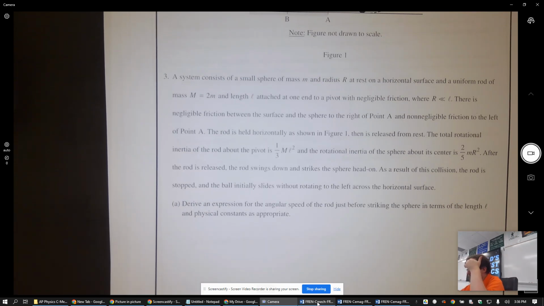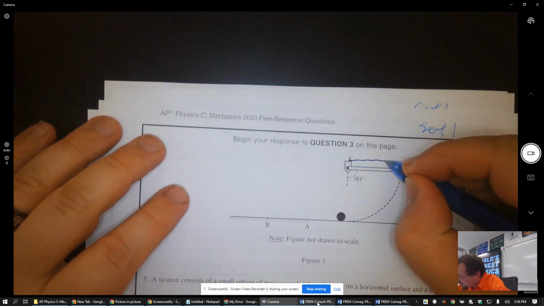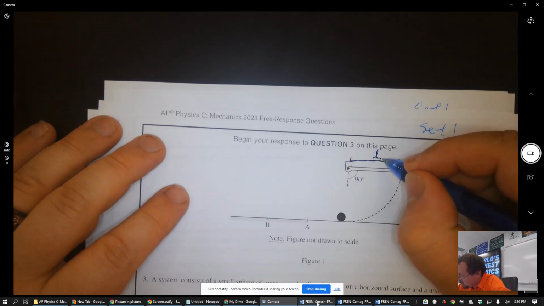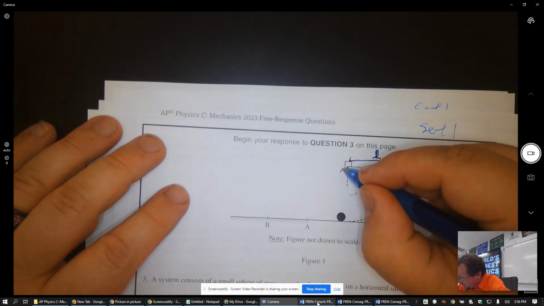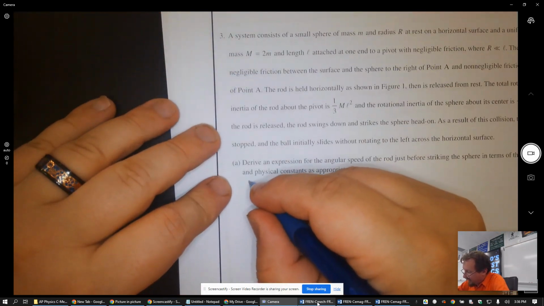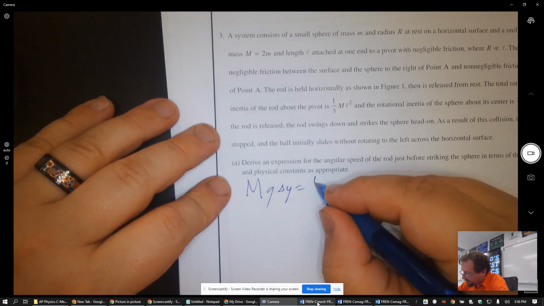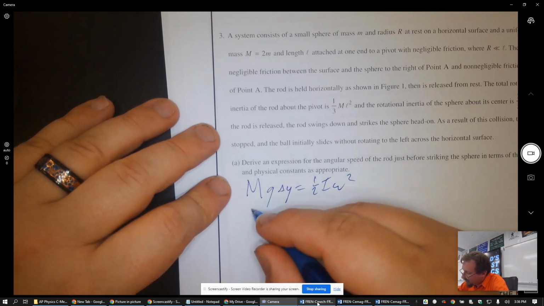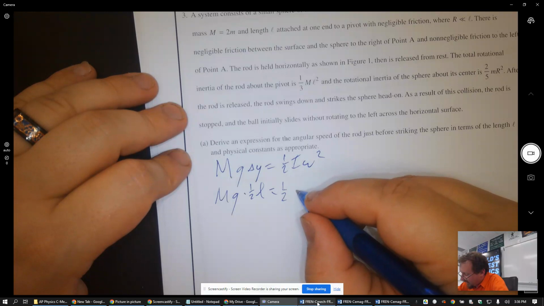The angular speed of the rod just before striking the sphere, that's going to be energy. So if this length is L, then the center of mass will change by 1/2 an L in height. So we're going to have capital M for the rod, g times this delta height becomes 1/2 I omega squared. This will be mg 1/2 L, that's the height change, equals 1/2, what's the I?